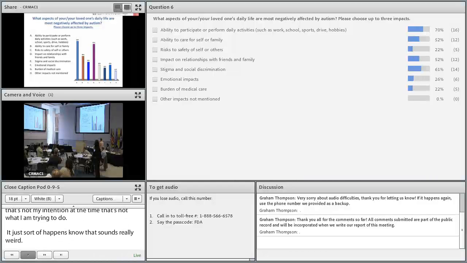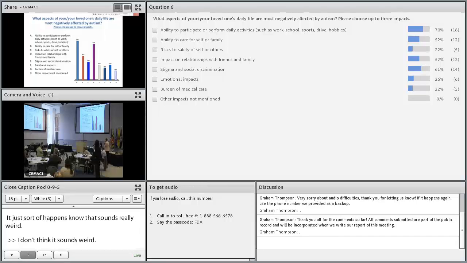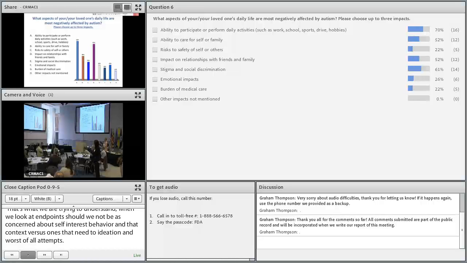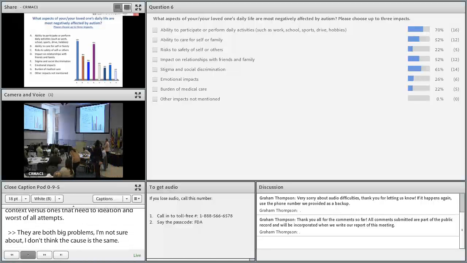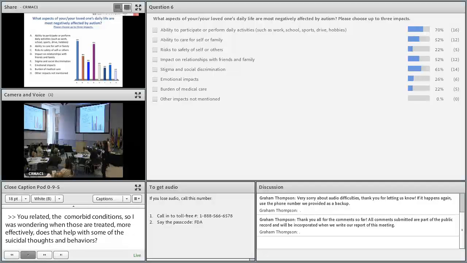Actually, no, I don't think it sounds weird, and I think that's what we're trying to better understand. When we're looking at endpoints, should we not be as concerned about self-injurious behavior in that context versus ones that lead to ideation and, worst of all, attempts? Oh, I think they're both big problems. I'm just not sure the cause is the same usually. Okay, and you alluded to the comorbid conditions, so I was wondering, when those are treated more effectively, does that help with some of the suicidal thoughts and behaviors, or does it worsen it because some of the antidepressants actually increase suicide risk? I've been taking different psychiatric medications since high school.